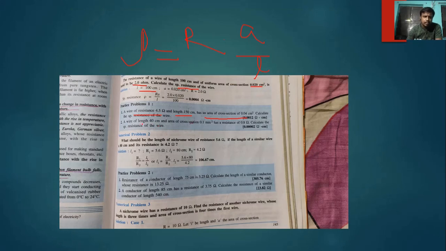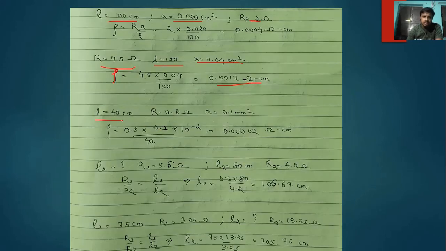In the third problem, are you getting it now? Okay, let's continue. A wire of length 40 centimeter and area of cross section of 0.1 millimeter square has a resistance of 0.8 ohm. Calculate the specific resistance of the wire. Here also L is given, R is given, A is given. Now we have to just put the formula.